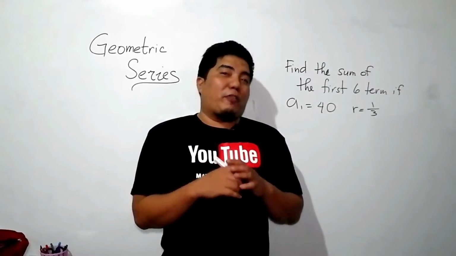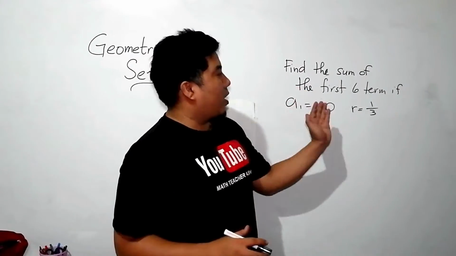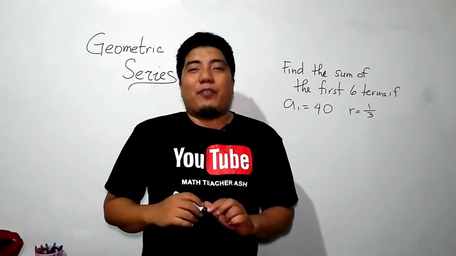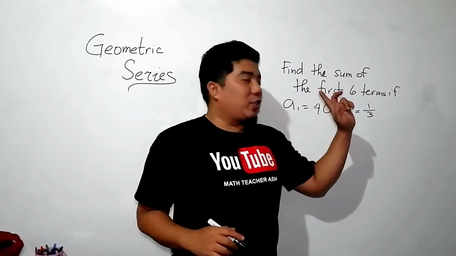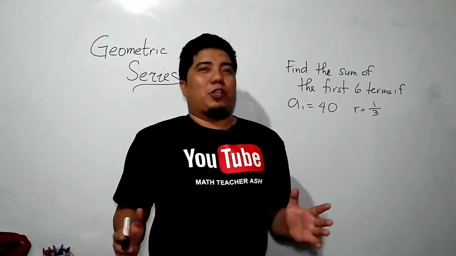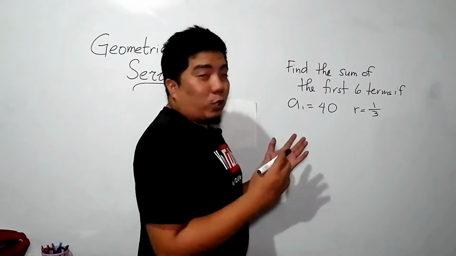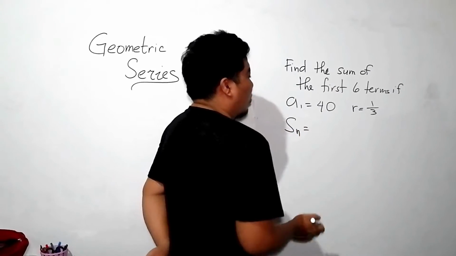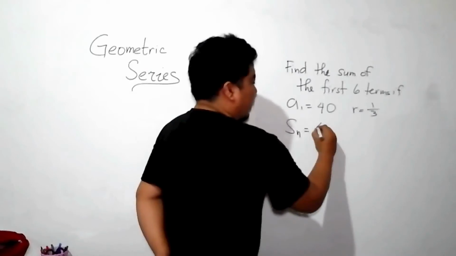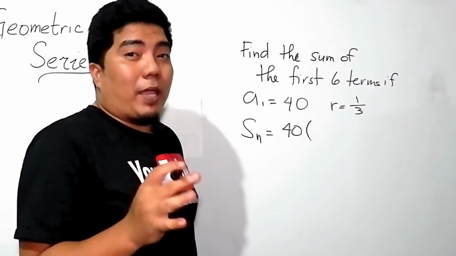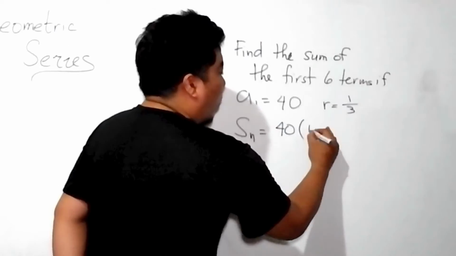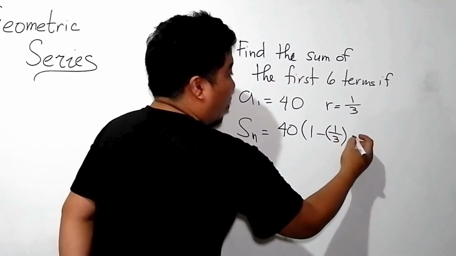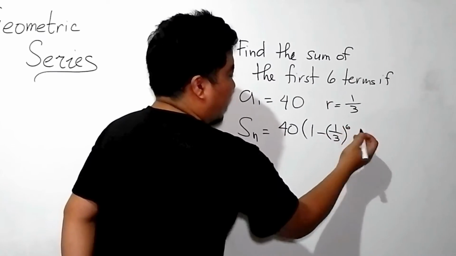Okay, math learners, for our final example, we have: find the sum of the first 6 terms if your first term is 40 and your common ratio is 1/3. Now, what we do here is we just follow our formula. That is S sub n is equal to our first term, 40, times 1 minus r to the power of n, 1 minus r to the power of 6.